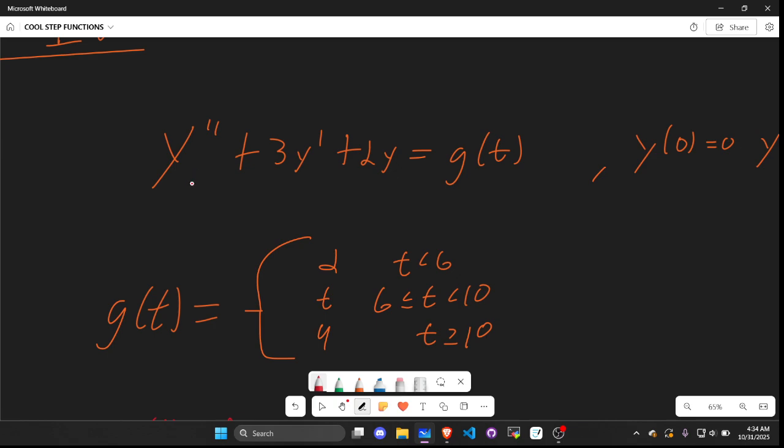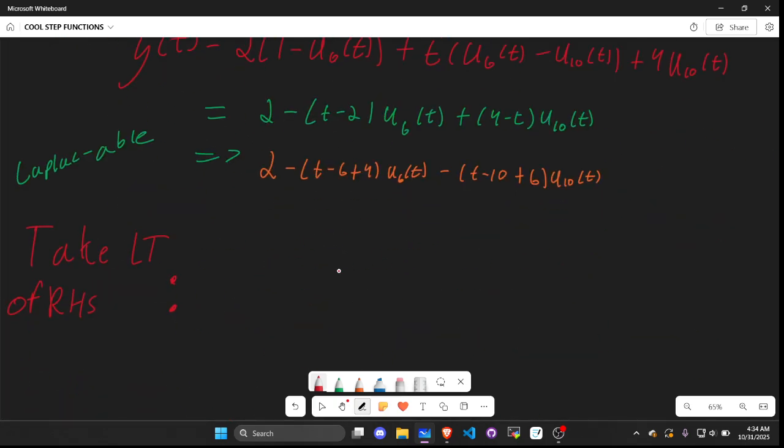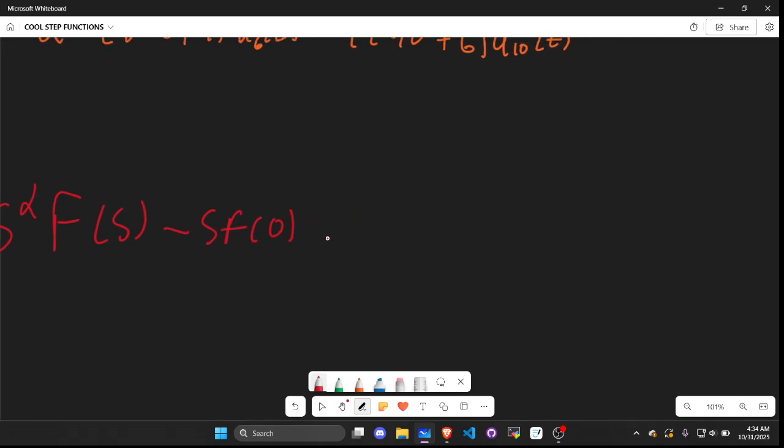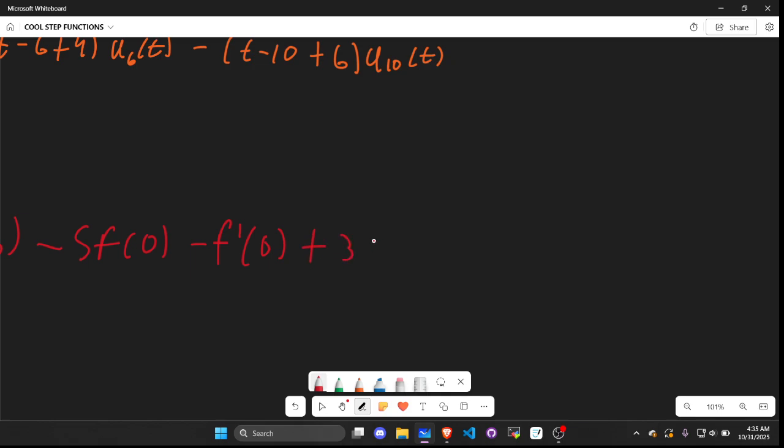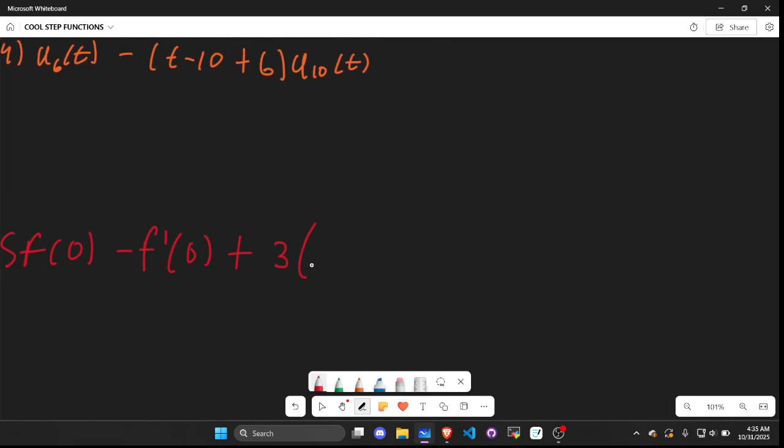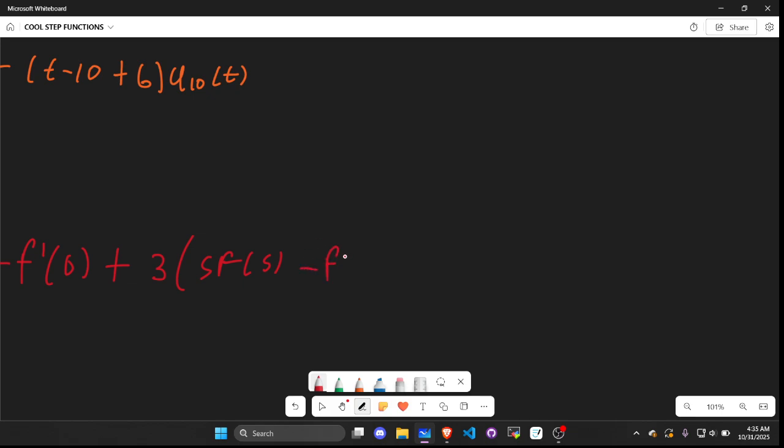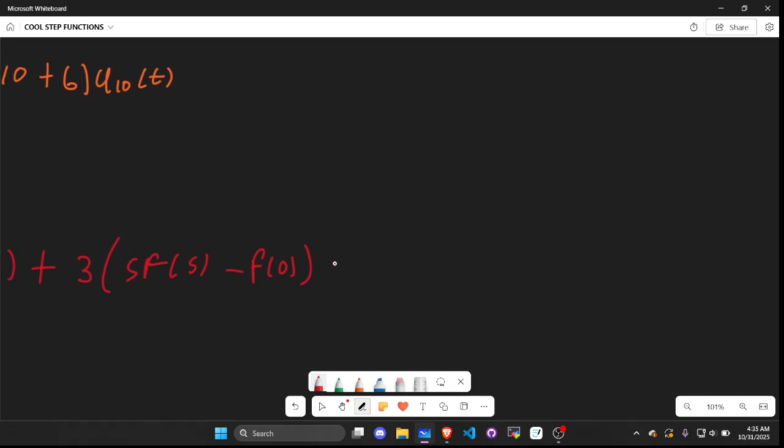So the Laplace transform of y double prime plus 3y prime plus 2y is something you do with the lookup table, and you know that this is s squared F of s minus s F of 0 minus F prime of 0 plus 3 times s F of s minus F of 0 plus 2 F of s. All right.